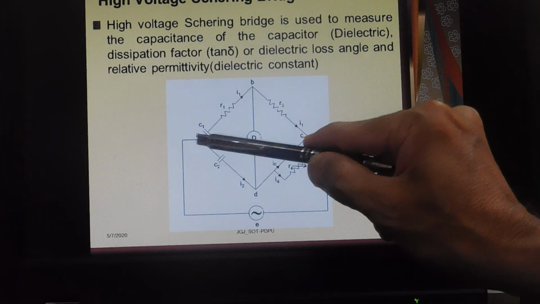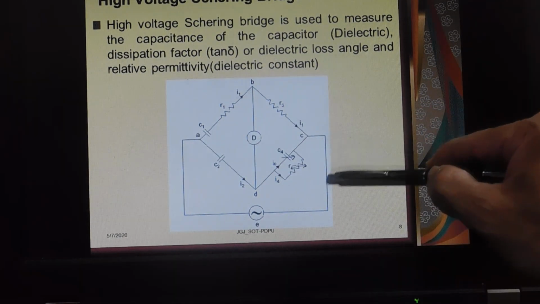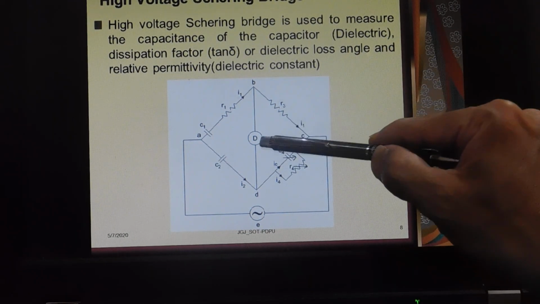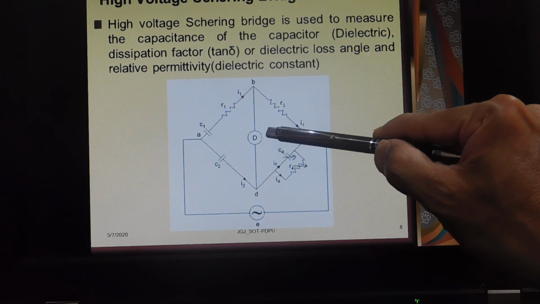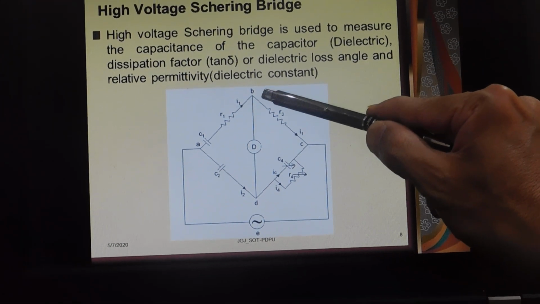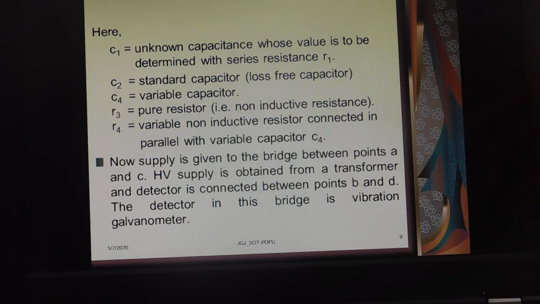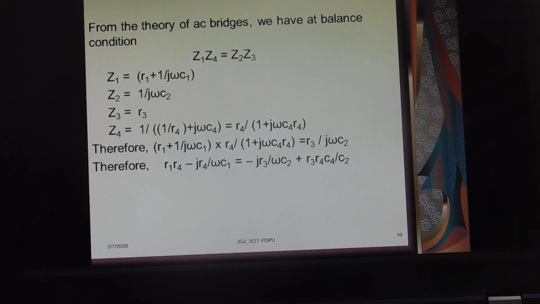Then the high voltage AC voltage is applied between the points A and C. The detector, also called the vibration galvanometer, is connected between the points B and D. So you can see now, according to the theory of AC bridges, what is the balance condition?